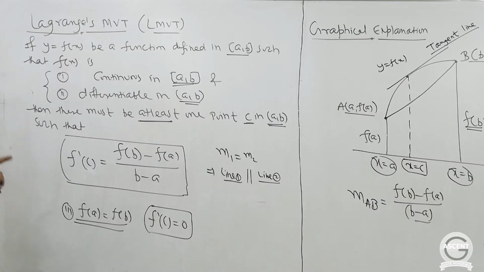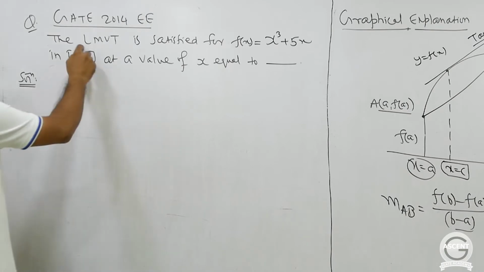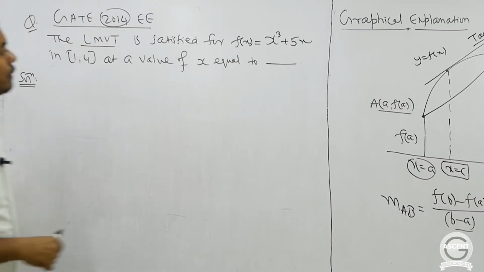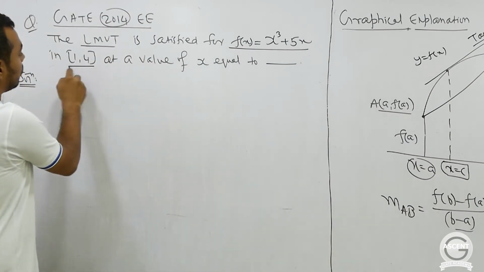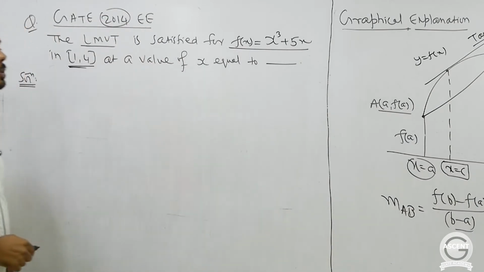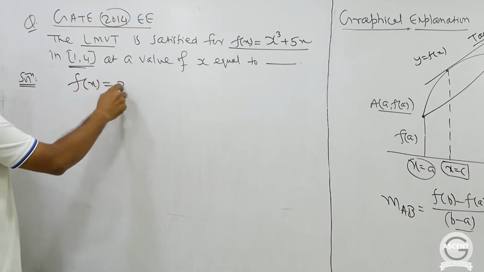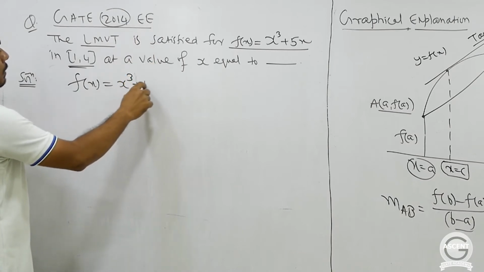Now we'll take one problem on Lagrange's mean value theorem and then we'll move to our next mean value theorem. So now we have this one problem on Lagrange's mean value theorem which was asked in GATE 2014. The problem is: LMVT is satisfied for the function f of x equals x cube plus 5x in the interval 1 to 4 at a value of x equals to what? So here our f of x is x cube plus 5x.